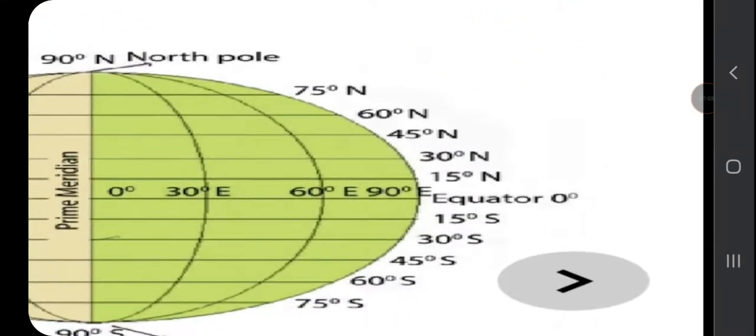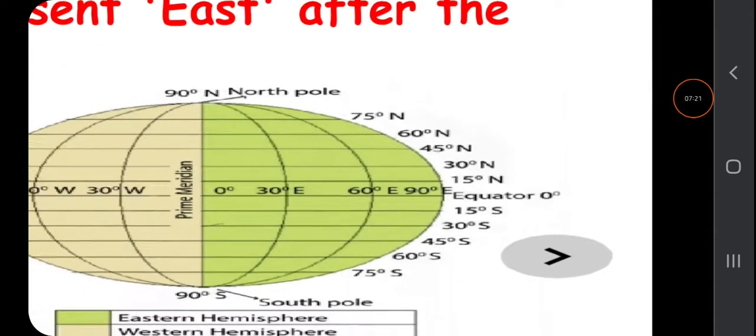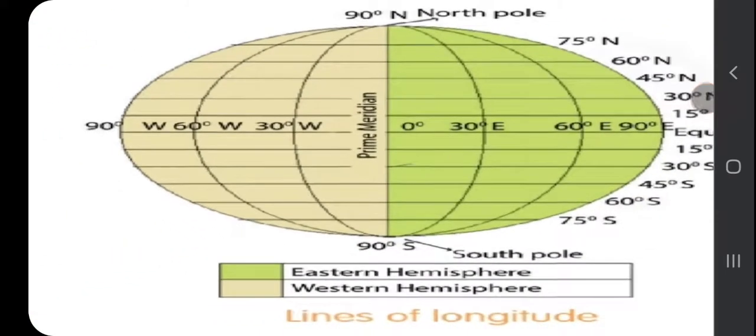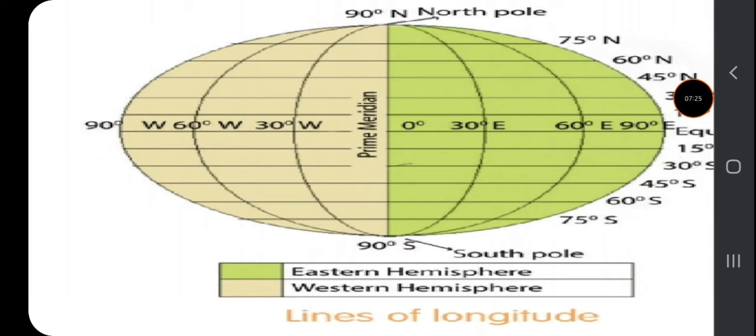So this right side is Eastern Hemisphere. As we already know, right is east and left is west. And repeat this for the left side also.